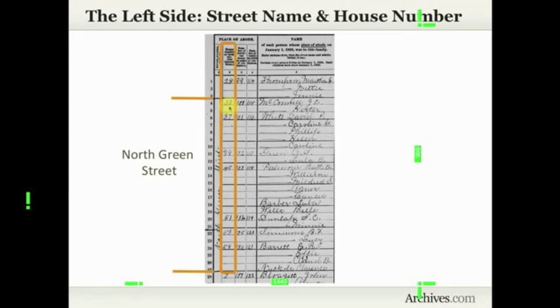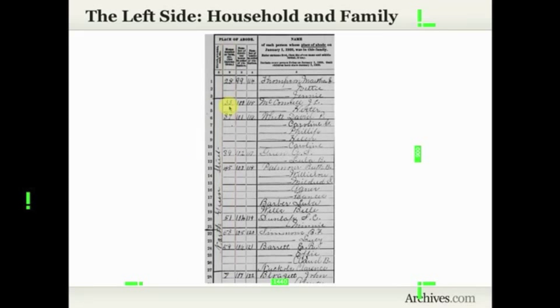If you're looking at a census that's out in the country, it's not uncommon for this column to be blank because it's just been fairly recently that houses had to have a number. So don't be surprised if that column is blank. The next two columns are the household and the family number.